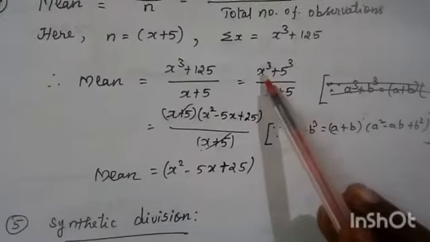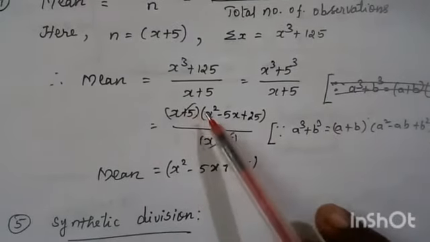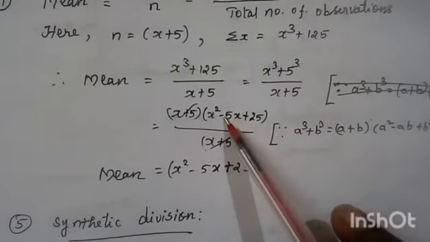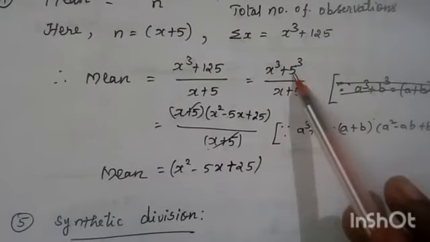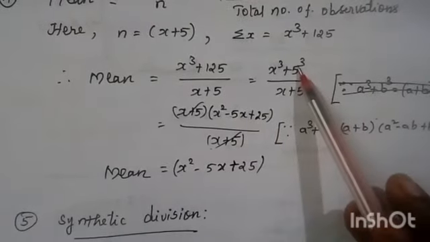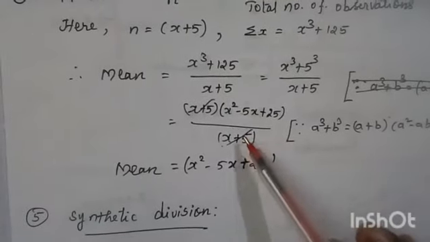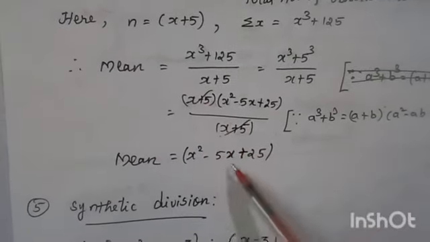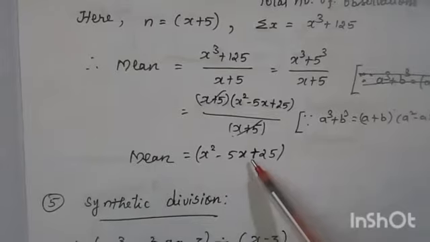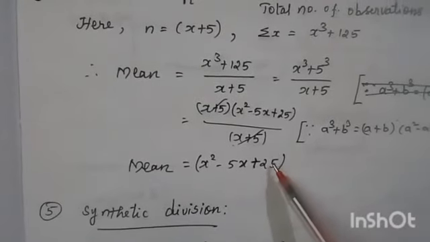So this is a, this is b. So a plus b into a square minus ab, so minus 5x, plus b square. b square is 5 square, that is 25, by x plus 5. x plus 5 and x plus 5 cancel. After cancelling we have x square minus 5x plus 25.